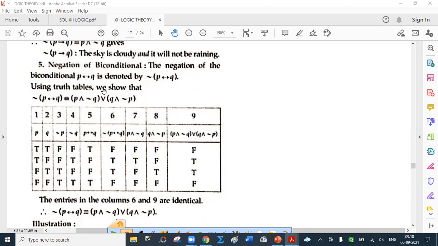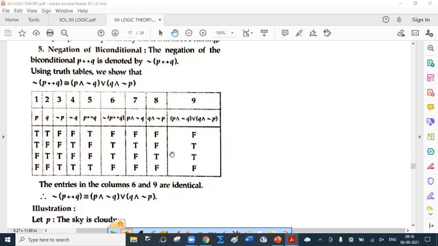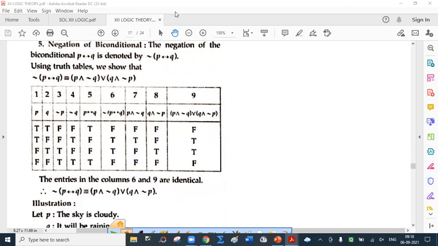Negation of what? P implies Q. It is P and not Q. And what is the negation of Q implies P? Q and not P. So this is how you have to remember this result, and it can be verified by constructing a truth table.